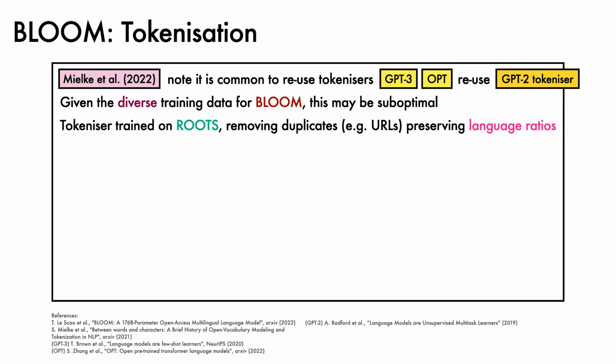So, a tokenizer was trained on ROOTS after removing duplicates. Otherwise, it was found that entire URLs are stored as tokens, with sampling that preserved the language ratios of the training dataset. After experimenting with different vocabulary sizes, a vocabulary size of 250k tokens was chosen, or more precisely, 250,680 for efficiency reasons, with 200 tokens spare for future use like redaction placeholders.